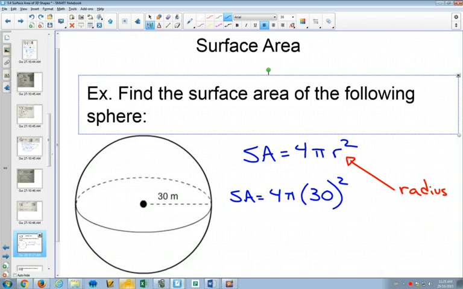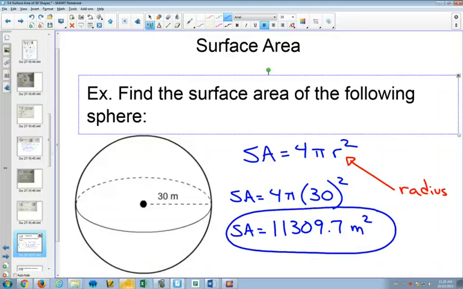So we can type this into our calculator just like we see it there. 4 times pi times 30 squared. Push enter, and we get our surface area is 11,309.7. Our units is meters, so we write meters squared because we're talking about area. So check your calculator, see if you get that same value.